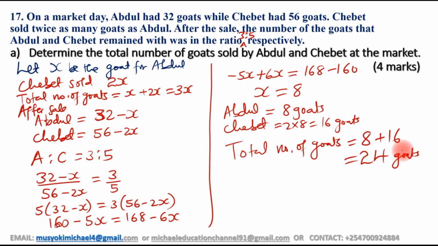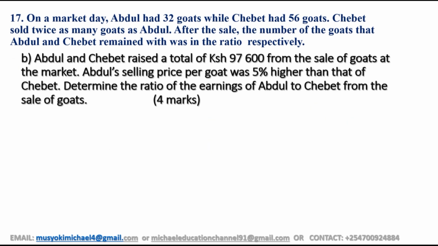So we can move on to part B of the question. Abdul and Chebet raised a total of 97,600 shillings from the sale of goats at the market. Abdul's selling price per goat was 5% higher than that of Chebet. Determine the ratio of the earnings of Abdul to Chebet from the goats. We actually don't know the selling price per goat for Chebet, but we've been given that for Abdul it is 5% higher than that of Chebet. So we can say let y be the selling price per goat for Chebet.